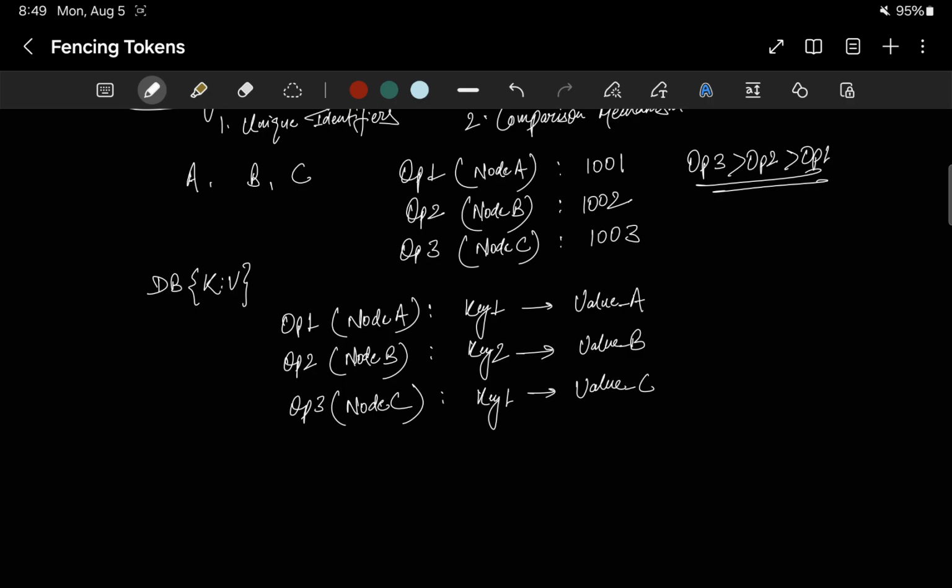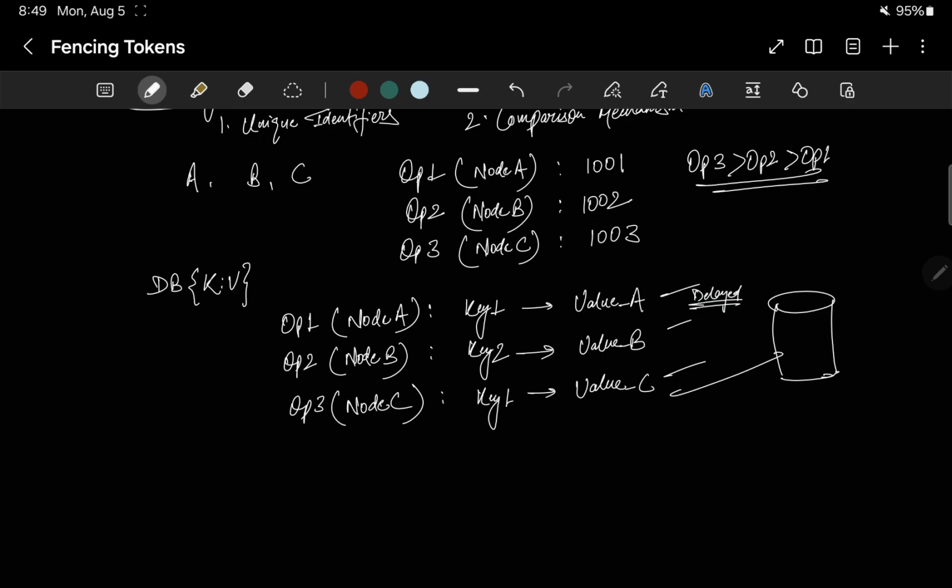So let's say what happens is, even when these nodes make their writes, it is possible that due to some network delay, this node A's write did not reach. So this is where the database is. Node A wrote something and node C wrote something. Node A got delayed.